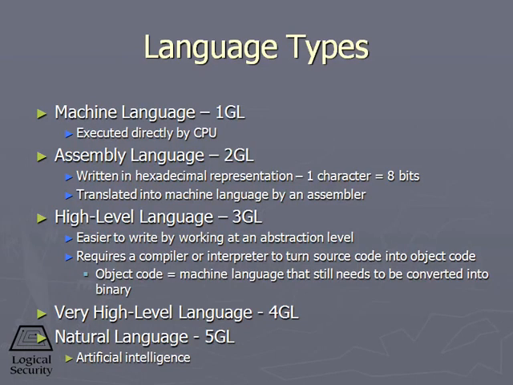So here we're going to look at the history, if you will, of programming languages. We're going to start with the first generation language. That's the 1GL, first generation language, is machine language. Now, machine language is not human readable, but it is the language that is understood by the CPU.